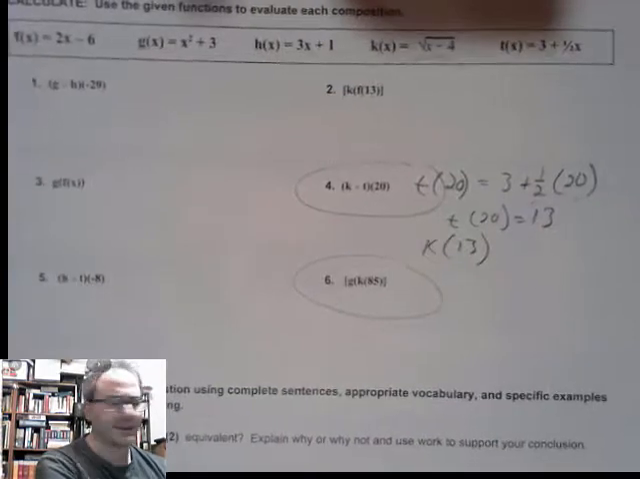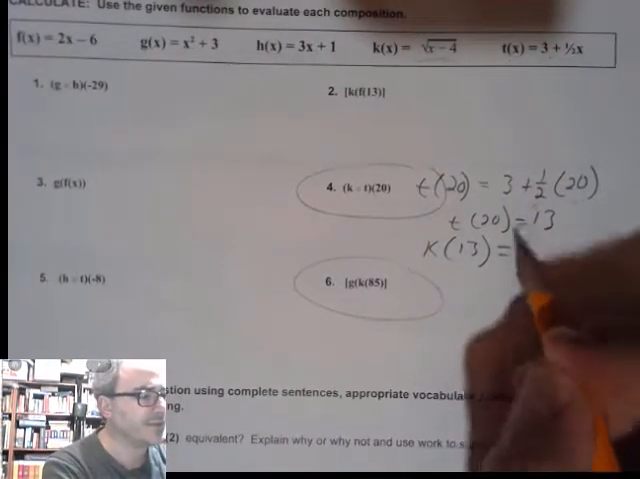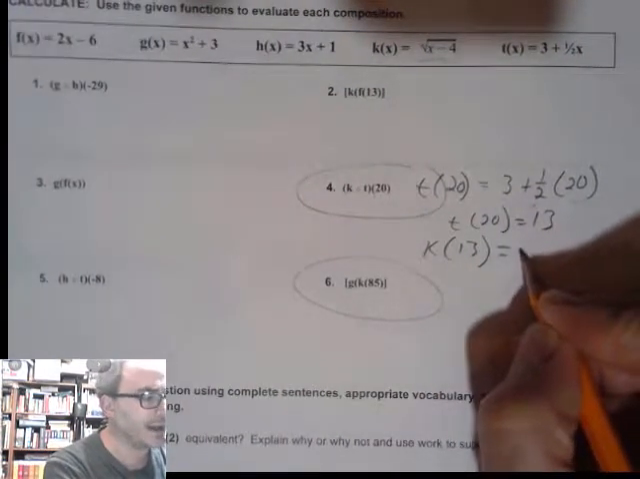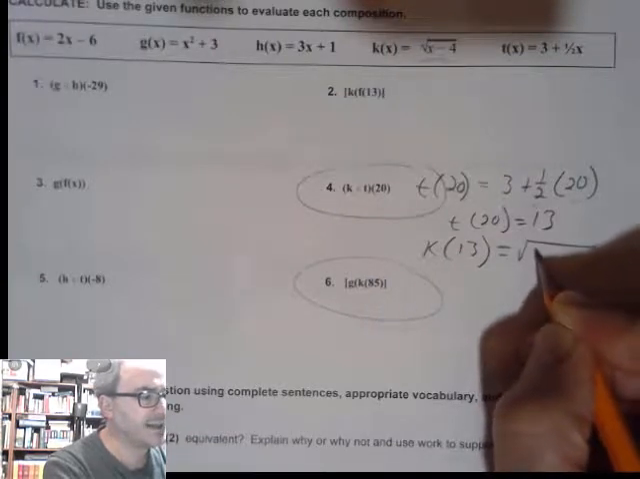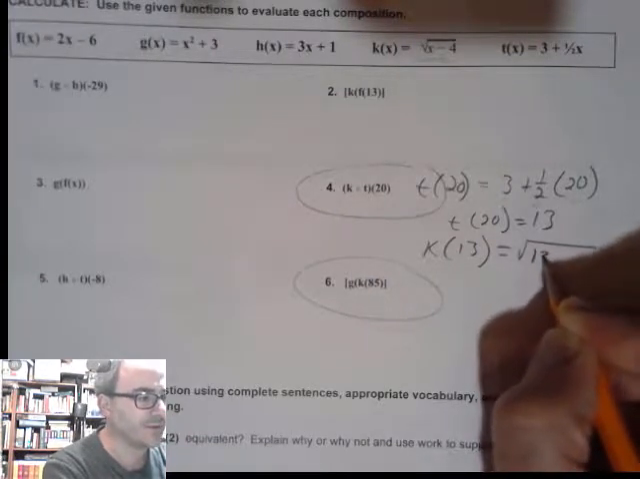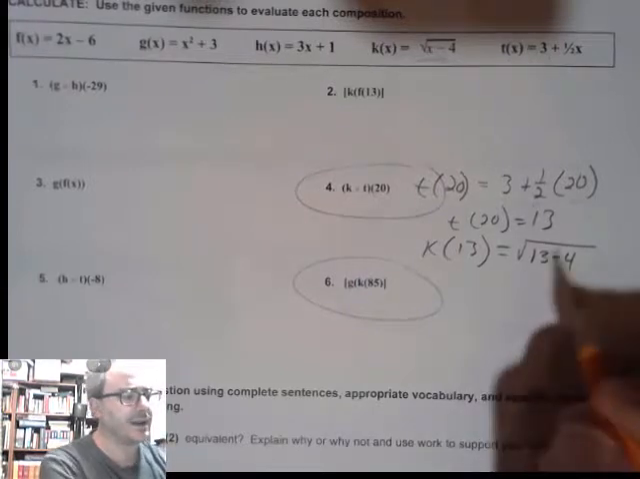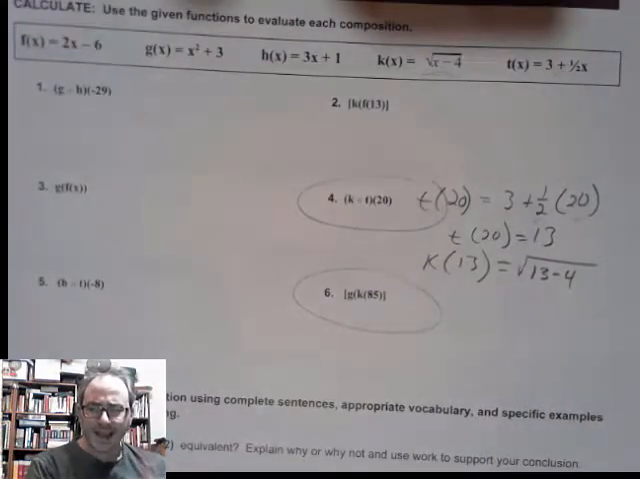All right? Can you see that there? The K of 13. Well, I got to put 13 in for X, for whatever K is. K is the square root of X minus 4, so 13 minus 4. What is 13 minus 4? That's 9. What is the square root of 9? If you don't know, use your tools.